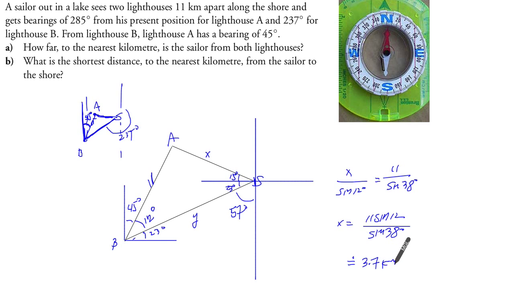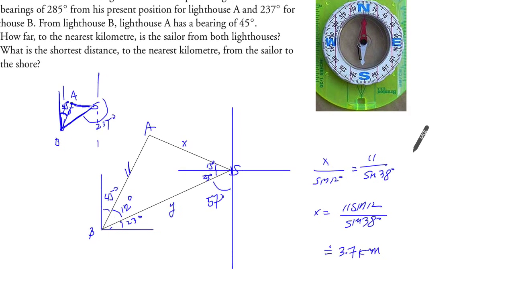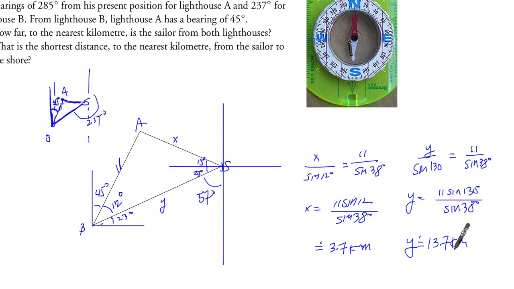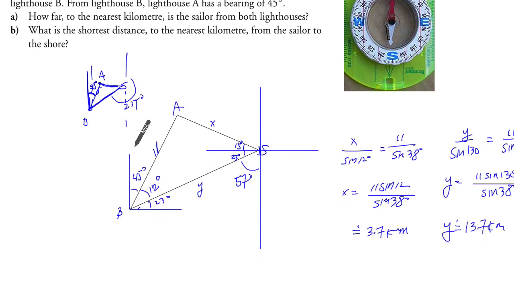That gives 4.7 kilometers for the sailor to the first lighthouse. Okay, and then let's do the second one. Y over sine of, so you have to do 180 minus these two angles, 130. Okay, and we can use the same 11 over sine of 38. So punching that in the calculator, 13.7 kilometers. Okay, so that's the answer to part A.